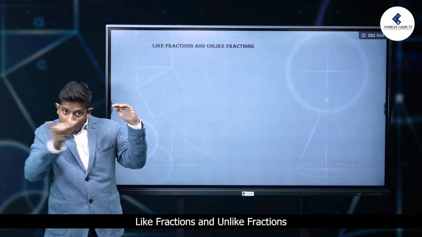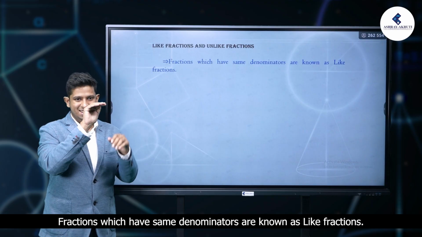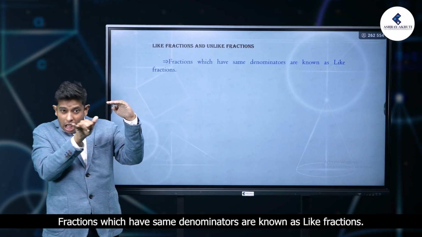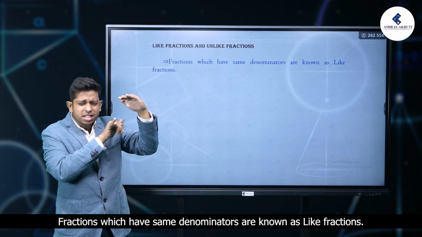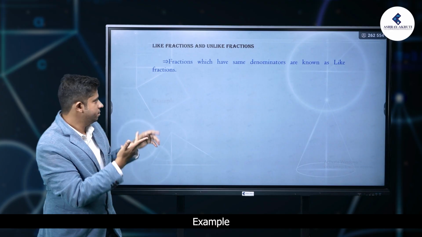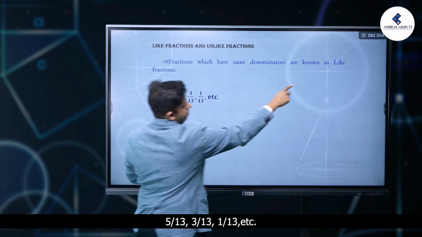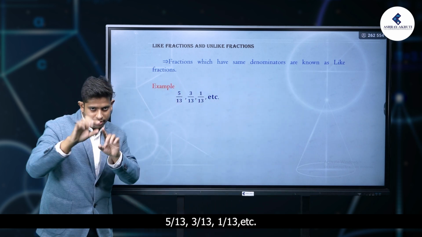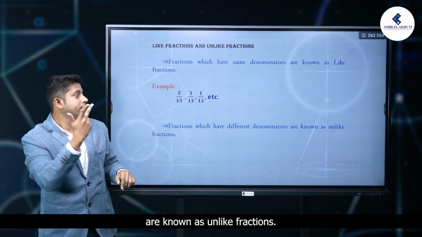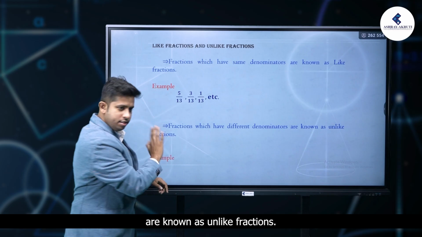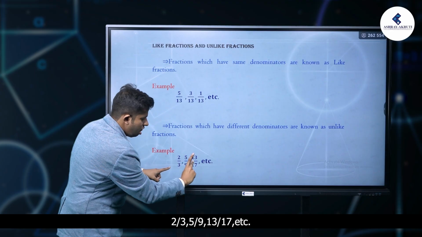Like fractions and unlike fractions. Fractions which have the same denominators are known as like fractions. Example: 5 by 13, 3 by 13, 1 by 13, etc. Fractions which have different denominators are known as unlike fractions. Example: 2 by 3, 5 by 9, 13 by 17, etc.